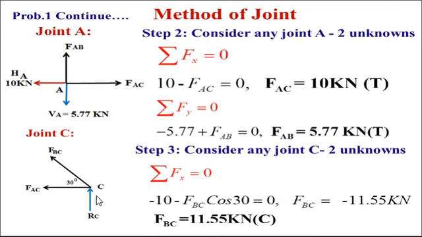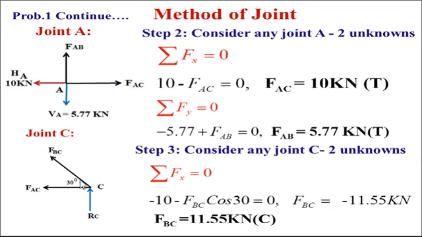At joint C, RC is there, this member is there, this member is there. Same FBD is drawn here. RC, FAC, FBC. Now FAC we have just calculated, 10 kN tensile. And FAB is 5.77. Here you can see now FBC is unknown. So now use ΣFx = 0. ΣFx = 0 means this minus FAC. So FAC is 10. Why is it minus? Because it is to the left. So minus 10.